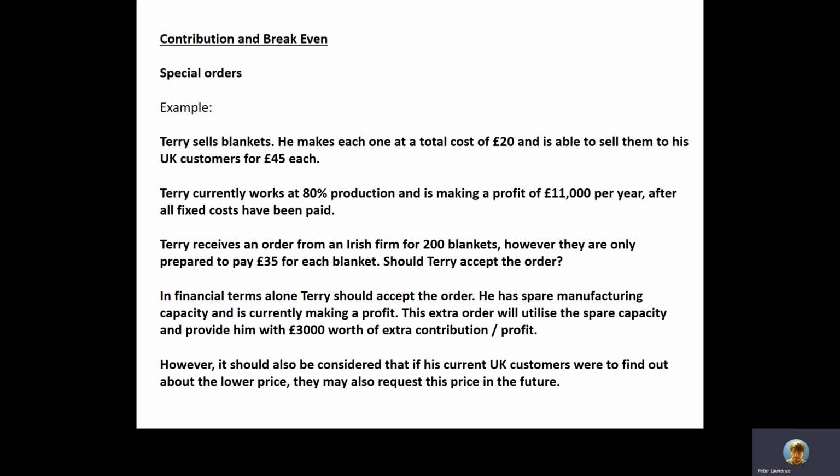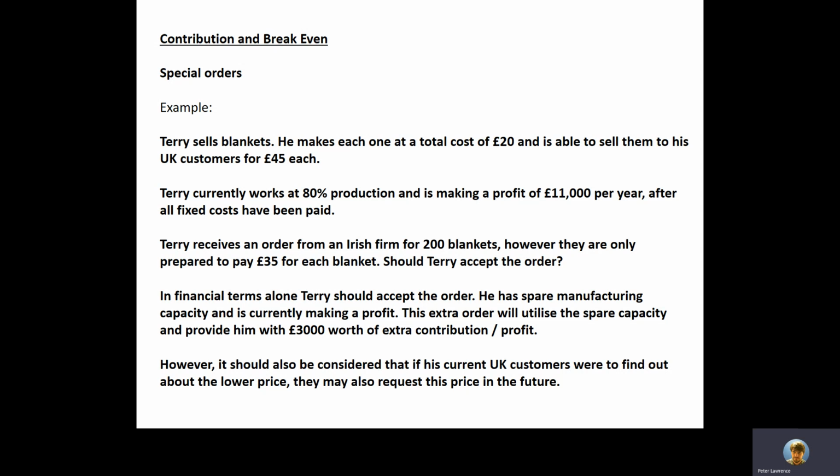Here's an example. We've got Terry. He sells blankets, makes each one at a total cost of £20, able to sell them to his customers for £45 each. He's making £25 contribution currently. Terry currently works at 80% production and he's making a profit of £11,000 per year, and he's paid off all of his fixed costs. So everything's working out swimmingly for Terry.